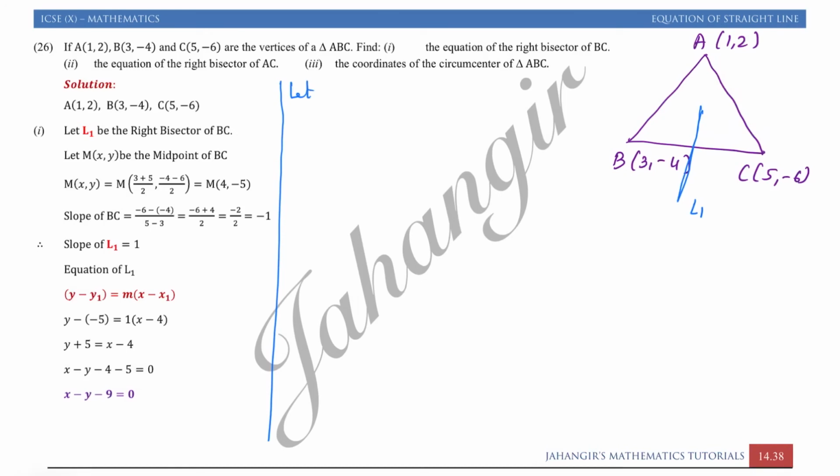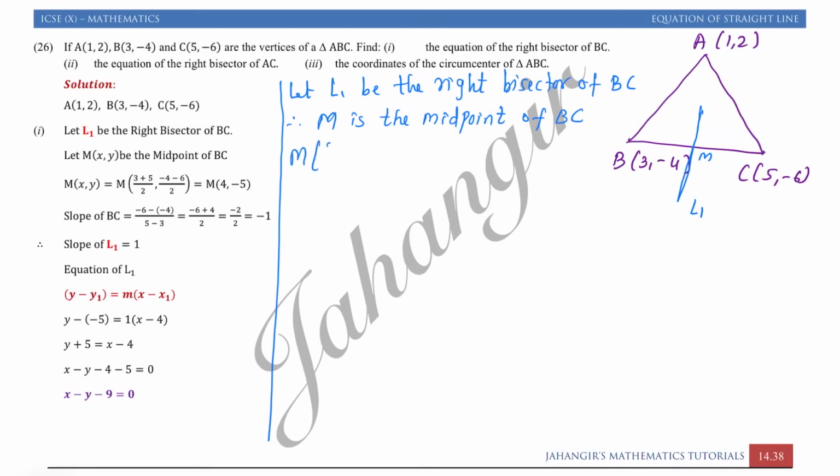So let L1 be the right bisector of BC. Therefore, let M be the midpoint of BC. So the coordinate of M we can find by the midpoint formula, 3 plus 5 upon 2 comma minus 4 minus 6 upon 2. So therefore M is 5 plus 3, 8 by 2 is 4, and minus 5.